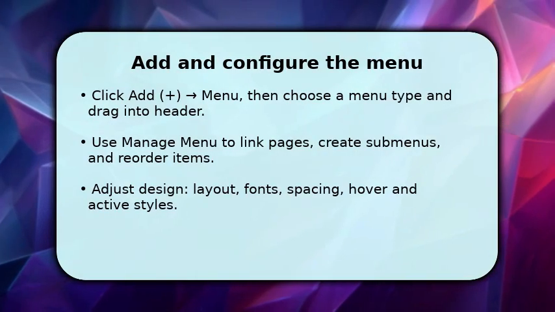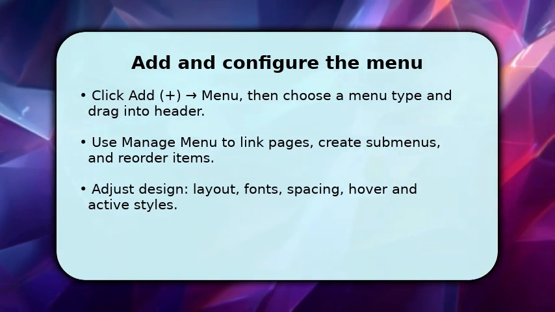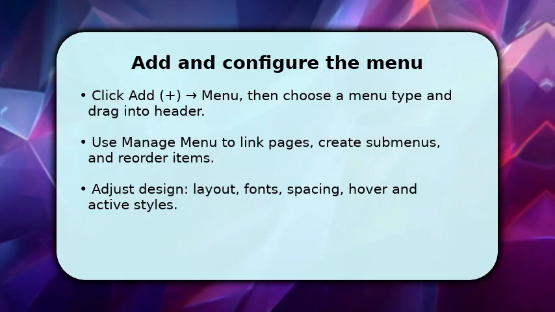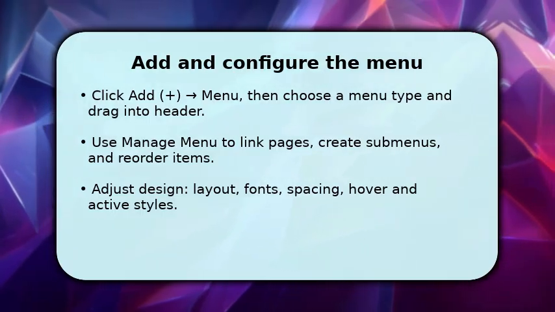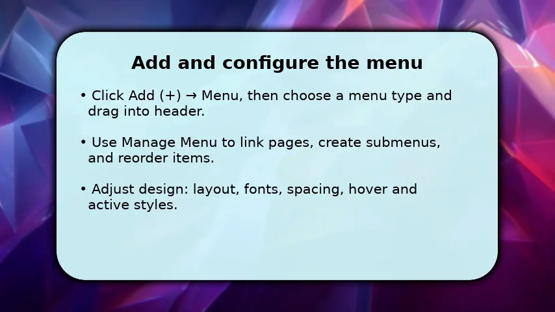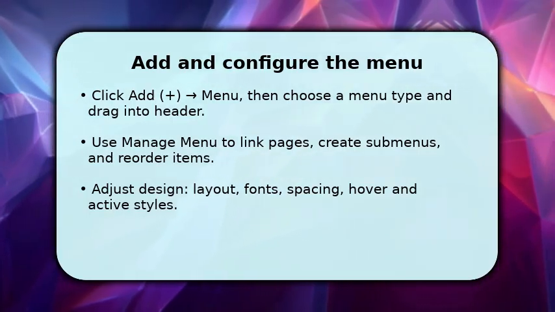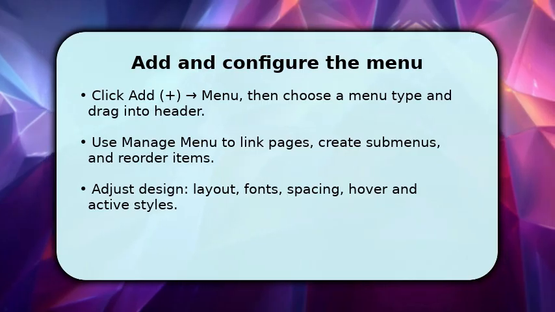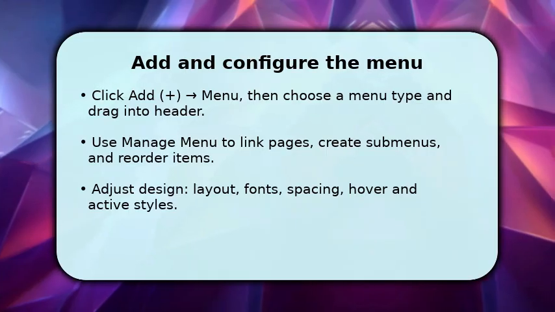You now add the actual menu element. Click Add, select Menu, then pick a style and drag it into the header area. Next, open Manage Menu to link each menu item to the correct page or anchor, create drop-downs for subpages, and reorder items by dragging. Once links are set, style your menu, set font, size, spacing, colors, and hover or active states so users understand where they are.